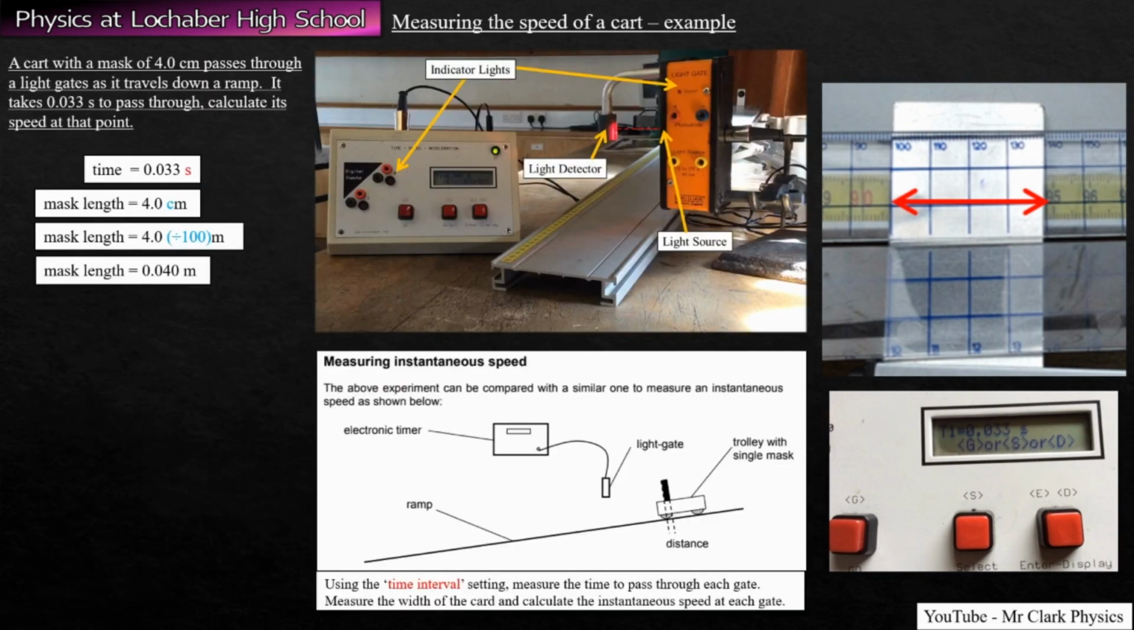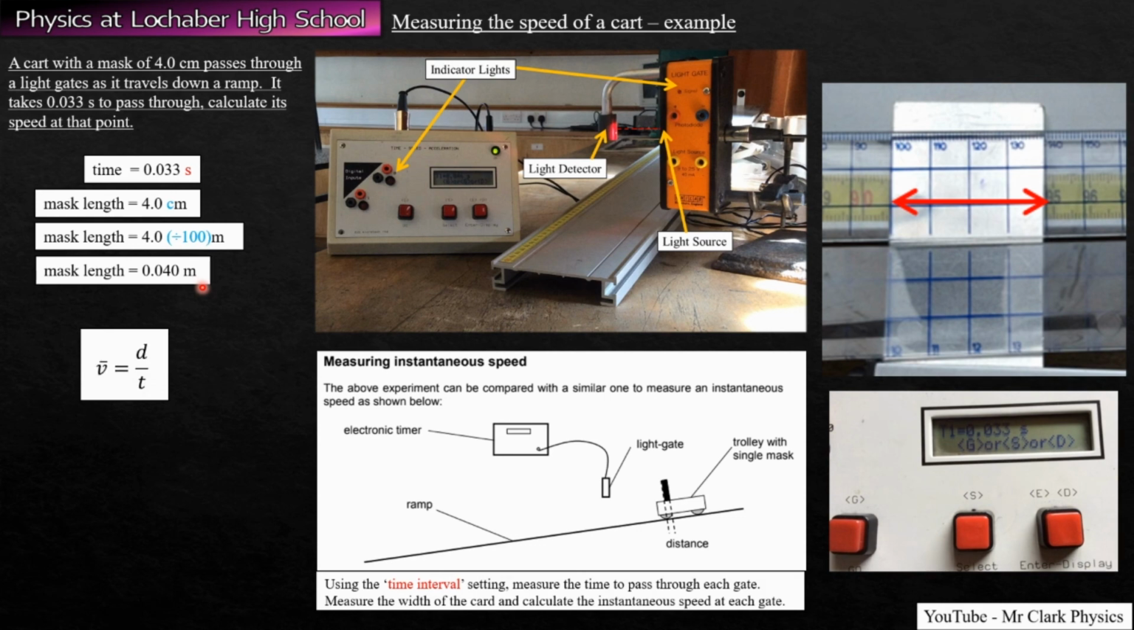So for a worked example, what might this look like? Well, if we have our light gate here at the bottom, a car is going to come down through this ramp, and we're going to get a time readout here at 0.033 seconds, and we measure the thickness of the card, let's say 4 centimeters, and then we have to do our usual sum. Converting from 4 centimeters into meters means, again, the centi is divided by 100, so 4 divided by 100 is 0.040 meters.